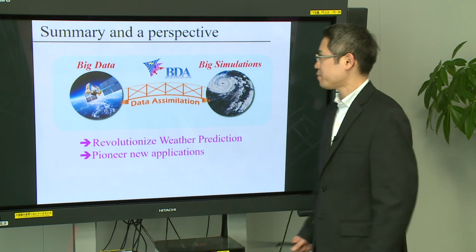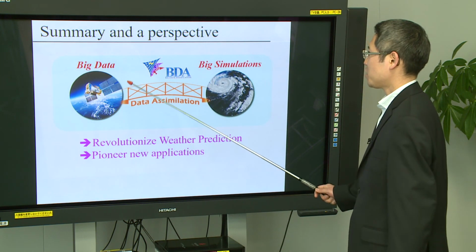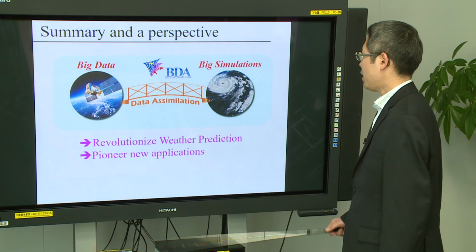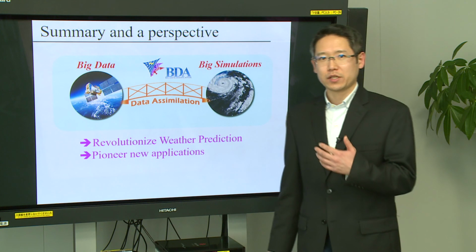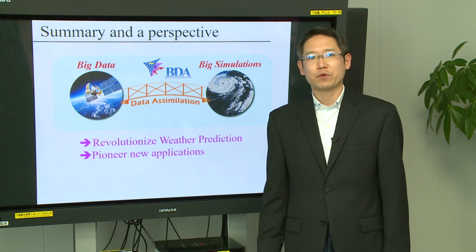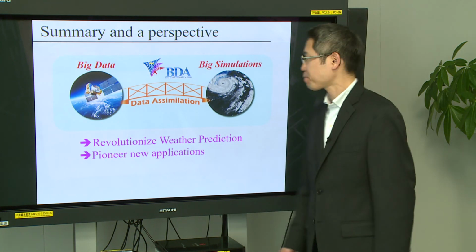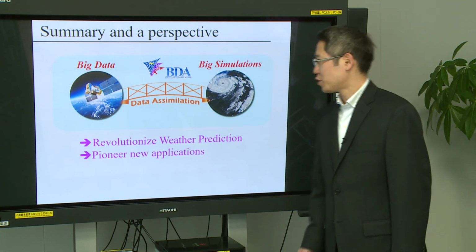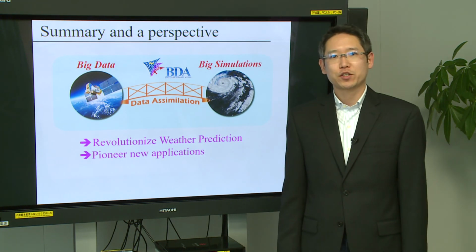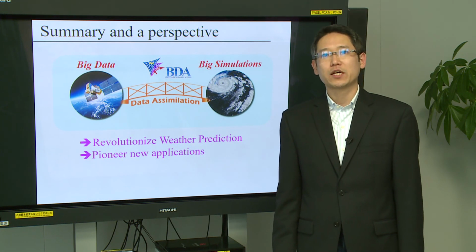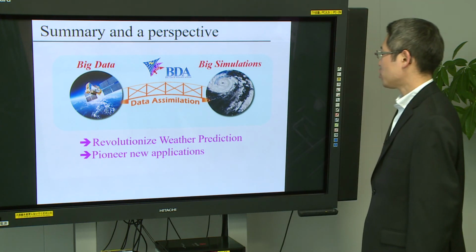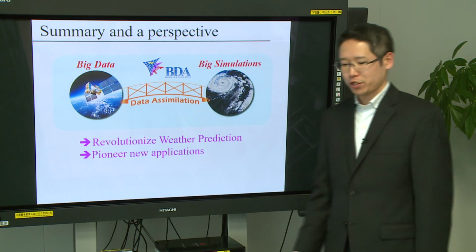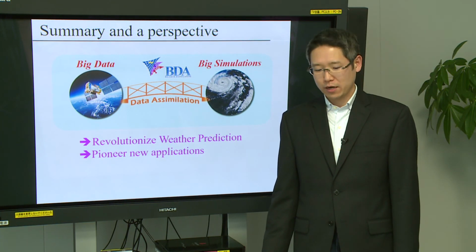To summarize, what I talked about was using the Himawari 8 data, that's a big data, and scale model that produced the high-resolution numerical weather prediction using the K computer, and combined through data assimilation. So we try to revolutionize weather prediction through this research project. And also we look forward to applying this data assimilation concept to broader applications.